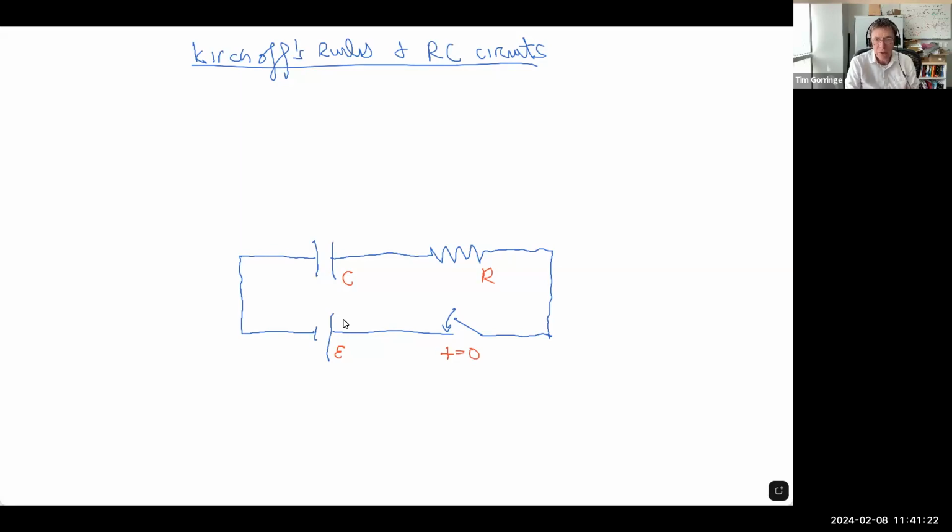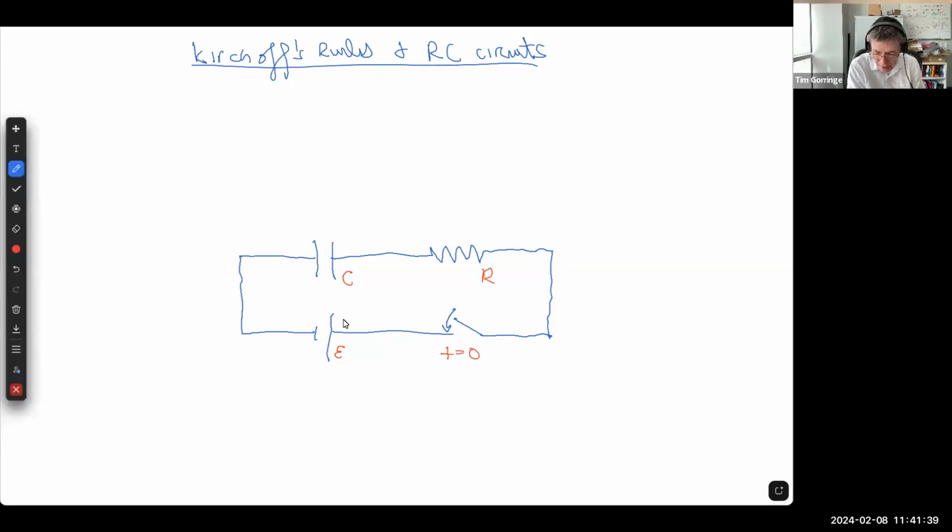So those two features make it different from examples of Kirchhoff's rules in resistor circuits where you have nodes, you have junctions, but you don't have capacitors. So you have a steady state current rather than a time varying current.